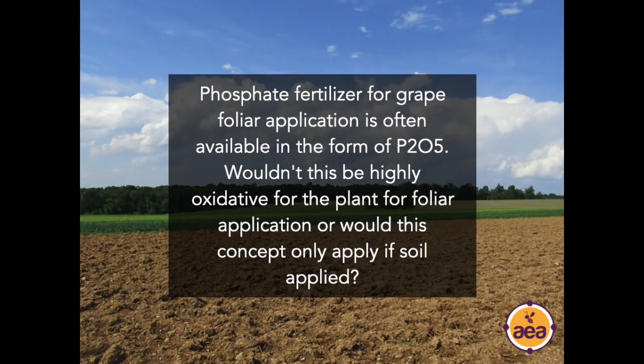Question from Greg Stack. Phosphate fertilizer for grape foliar application is often available in the form of P2O5. Wouldn't this be highly oxidative for the plant for foliar application? Or would this concept only apply if soil applied?